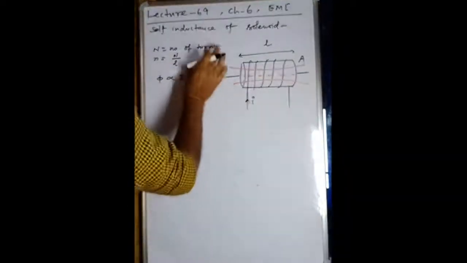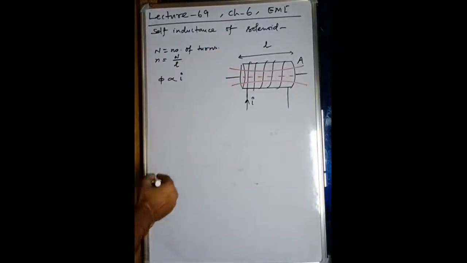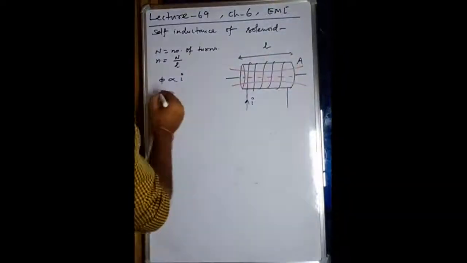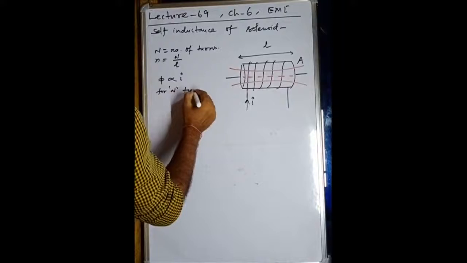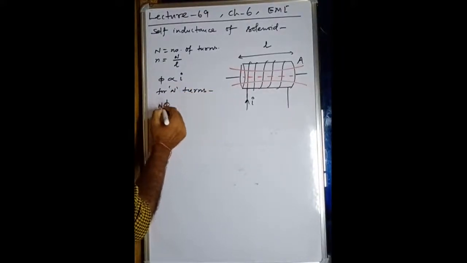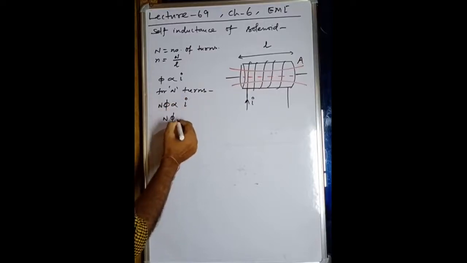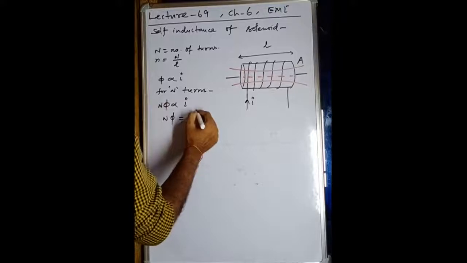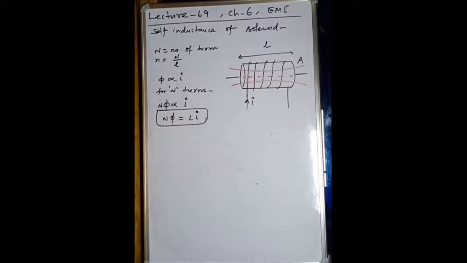This is the I. Now, if there are N turns, for N turns we can write N phi is directly proportional to I, and then we get N phi equals L I. We have to find the value of this L. How do we proceed? Look here carefully, my dear students, this is very simple.